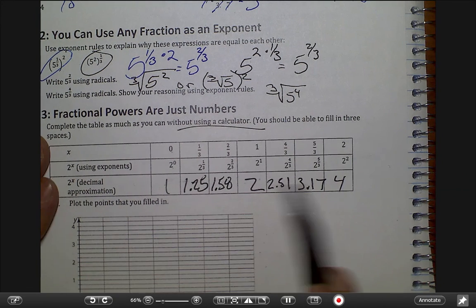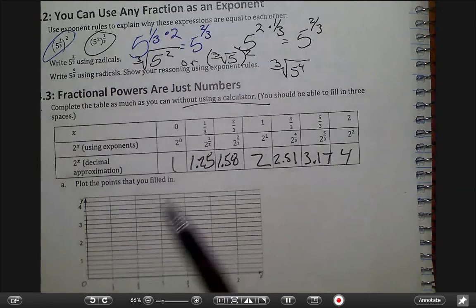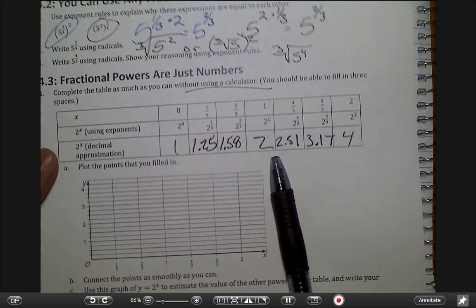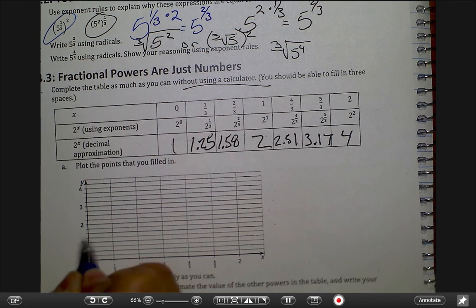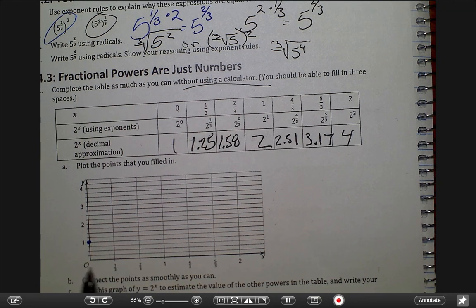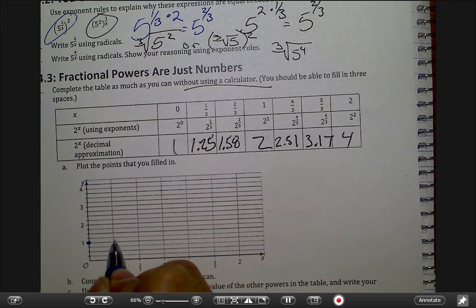Okay, so now we got all these right here. Now the next thing that we're going to do is we're going to take my answers from this table and put them on these plots. So put our points in there. So again, anything to the 0 gave me 1. Okay, 1/3 power, 1.25. So there is right about there.